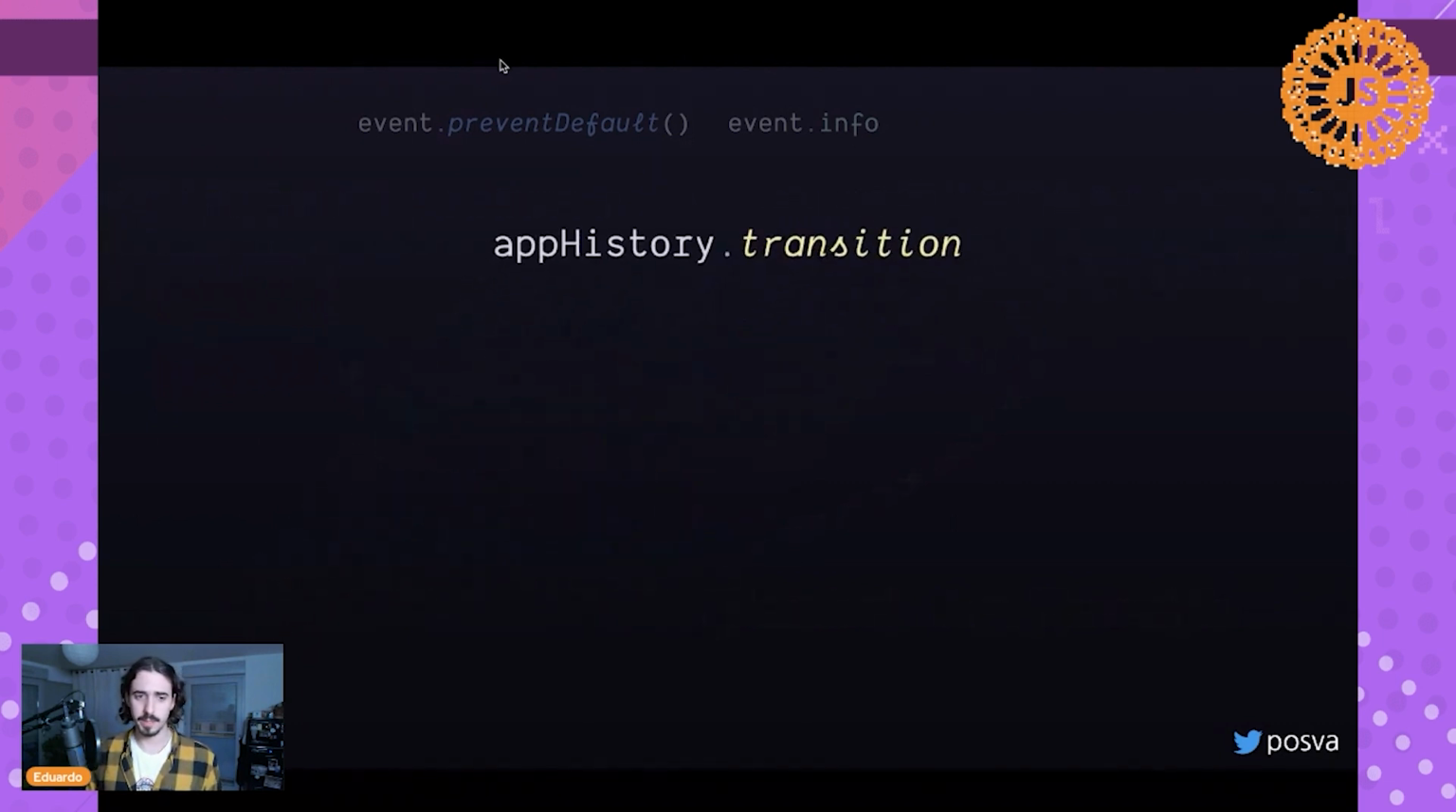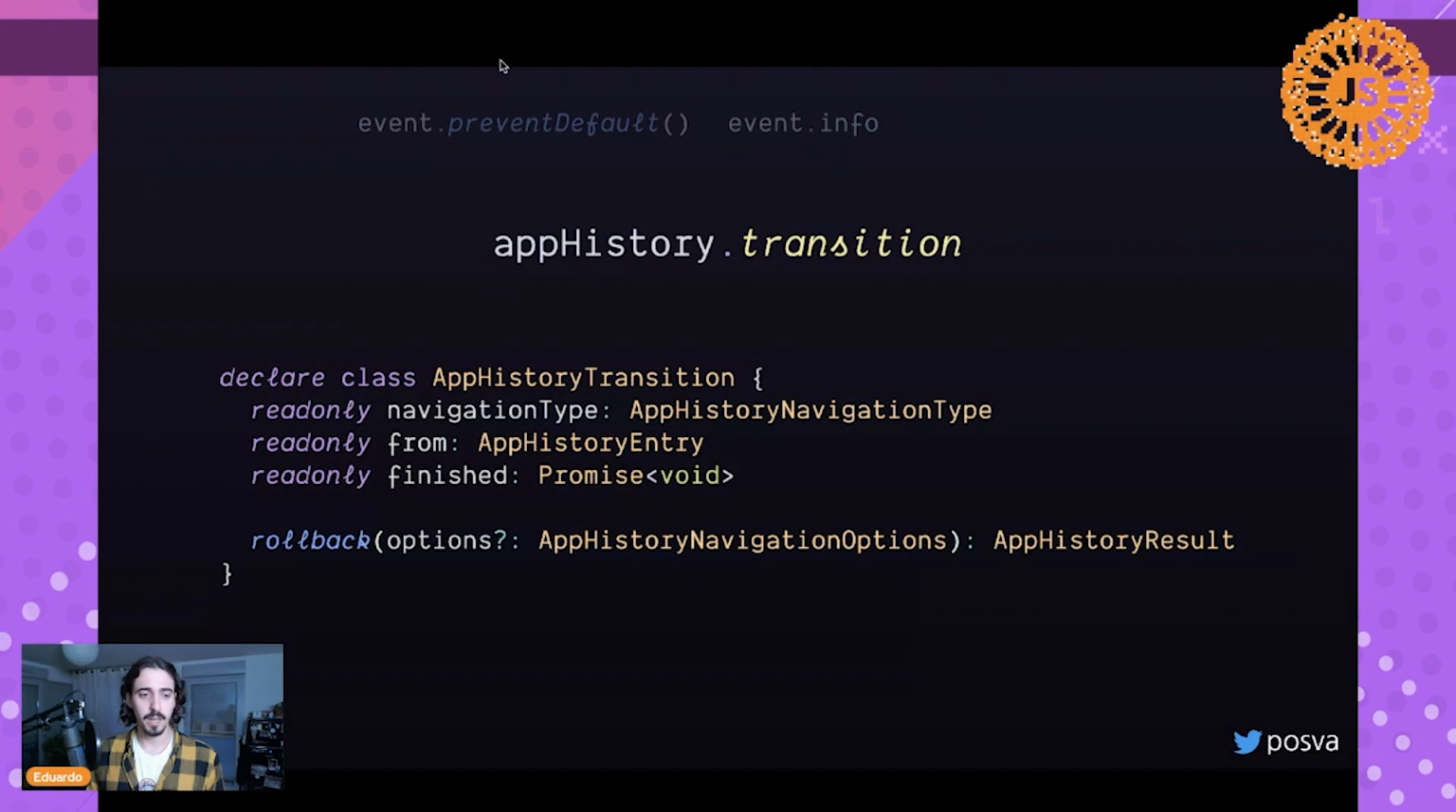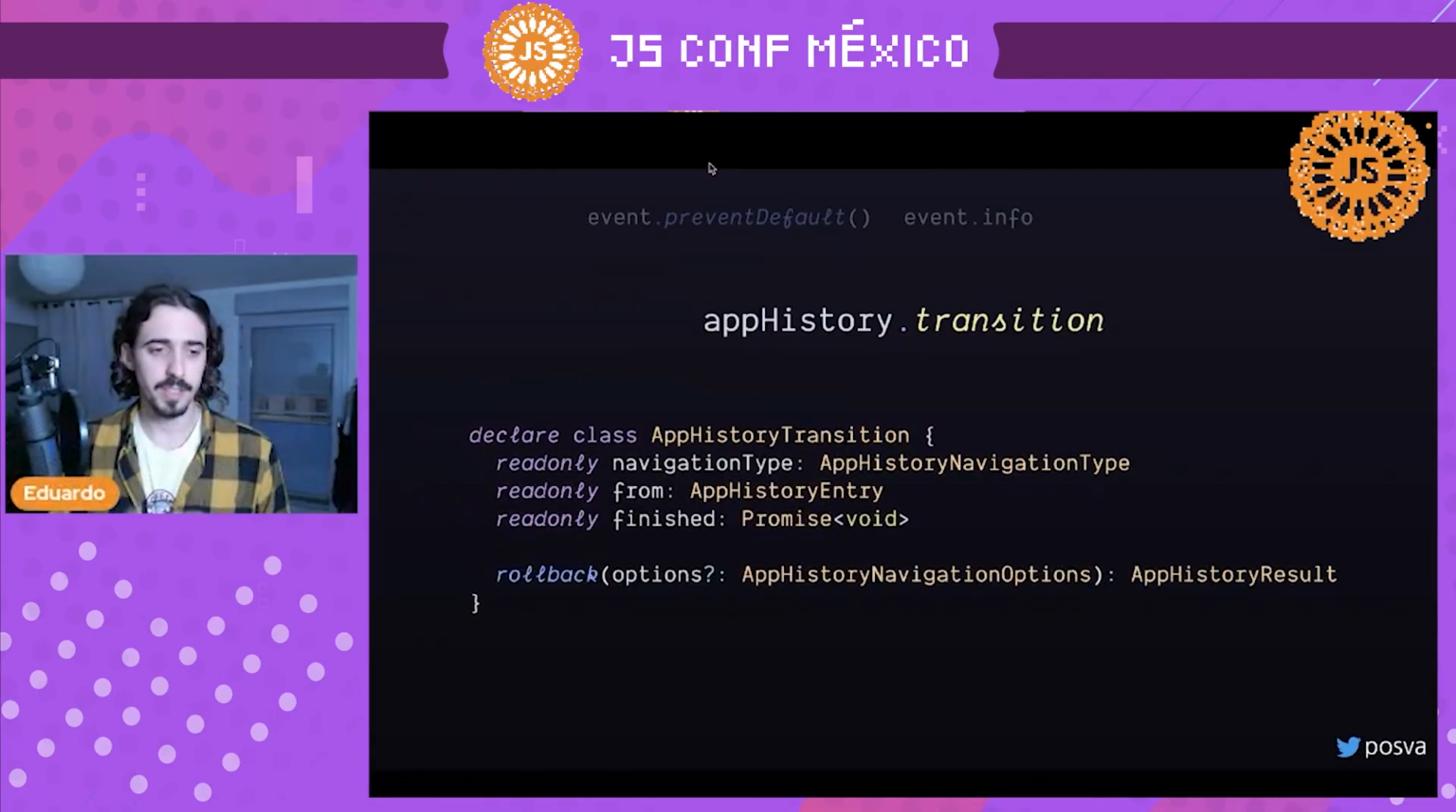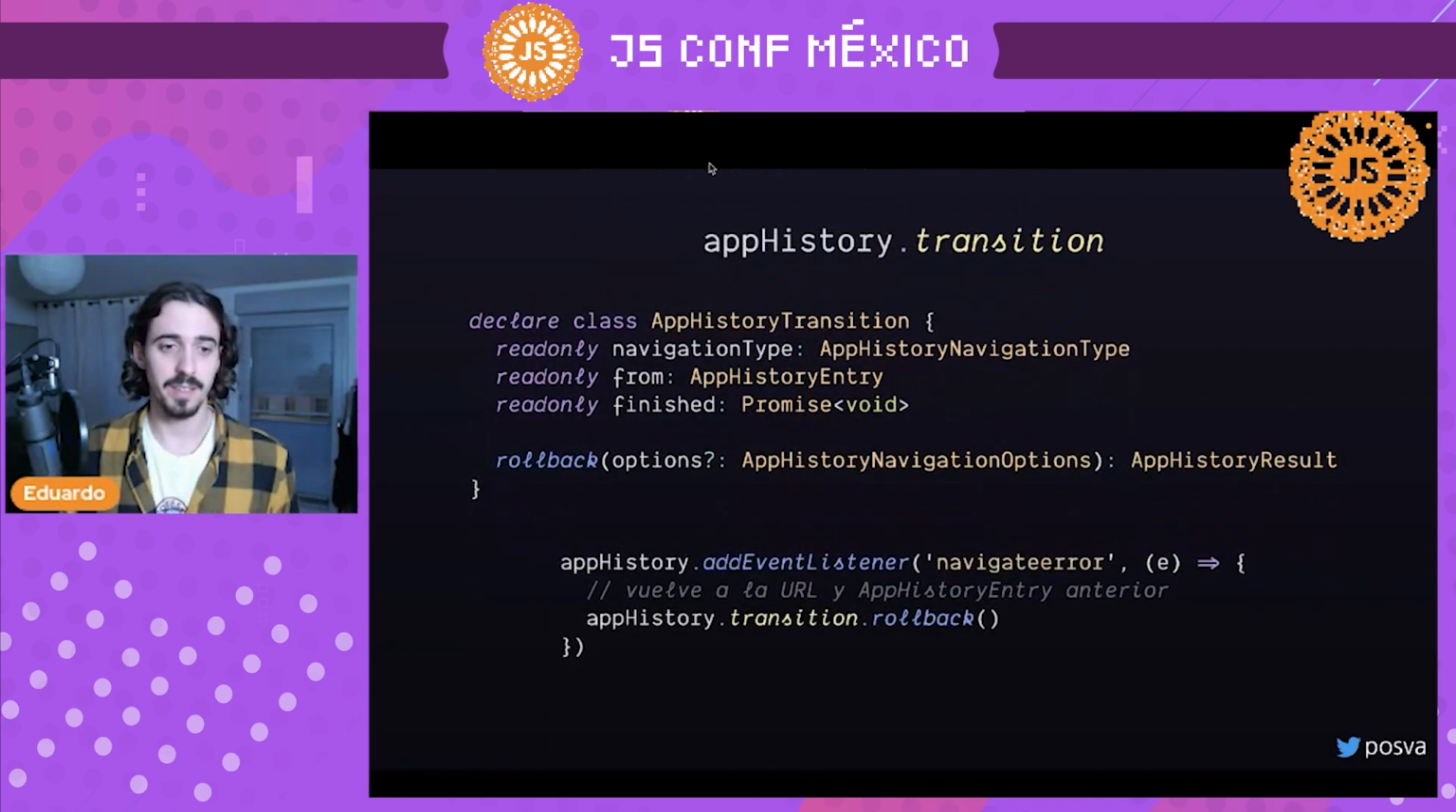And this transition has more information, like the type of navigation, with back, indirect relation, also the front. And we have the finish, which is a little bit like catch and end, and navigate success that we already saw, and this very important, interesting function. I love this because we can say appHistory.transition.rollback, and that's it. We are on the other page without any problem.